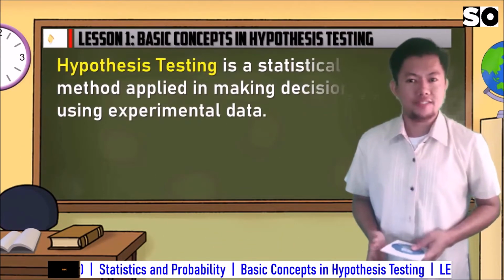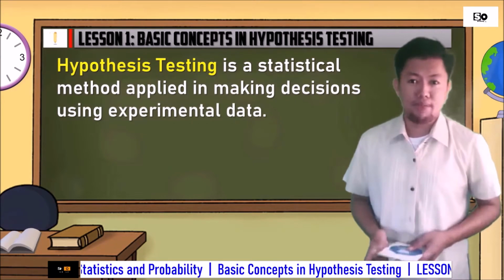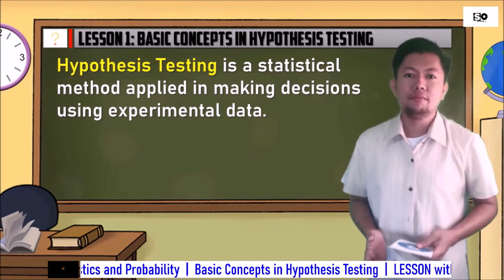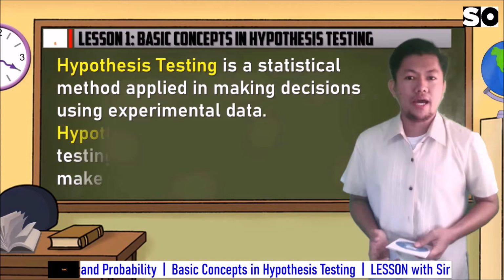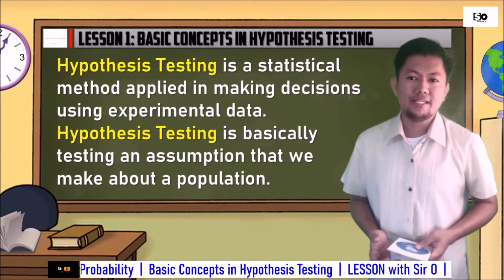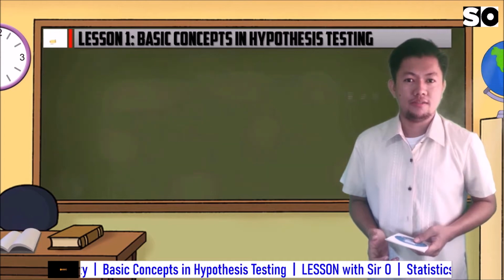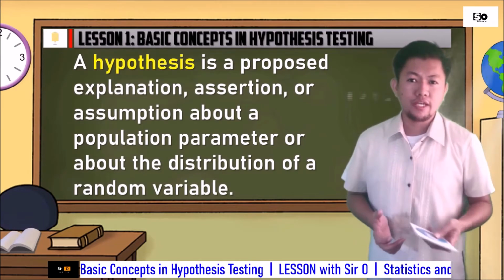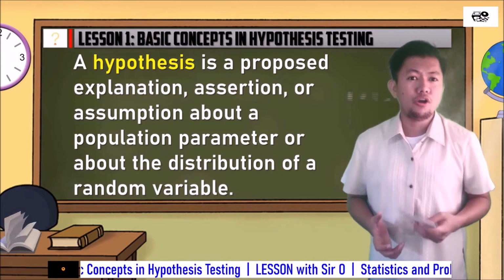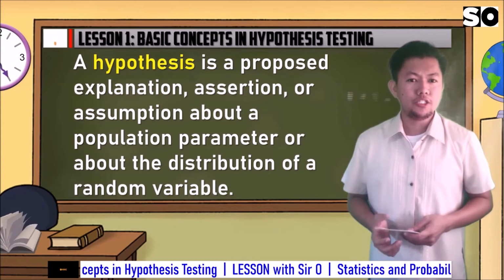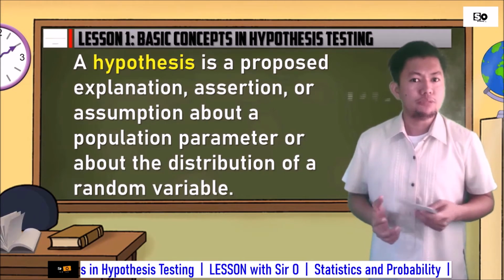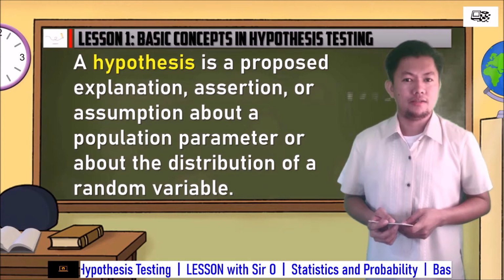Hypothesis testing is a statistical method applied in making decisions using experimental data. Hypothesis testing is basically testing an assumption that we make about a population. The hypothesis is a proposed explanation, assertion, or assumption about a population parameter or about the distribution of a random variable.